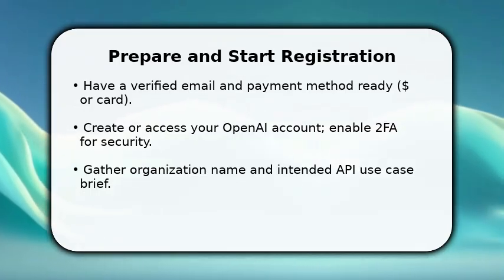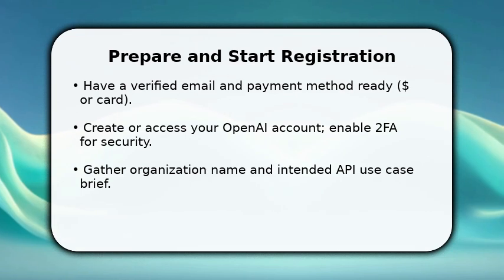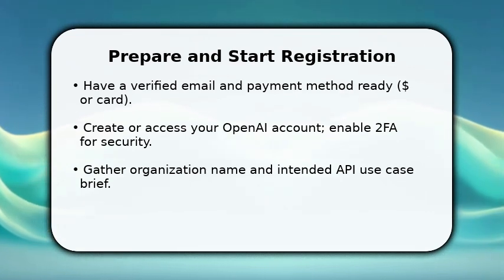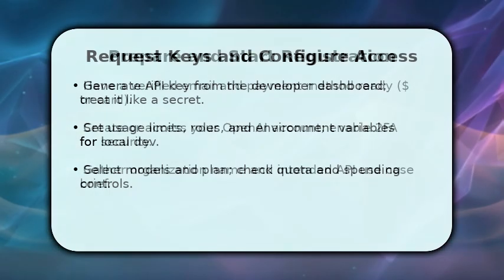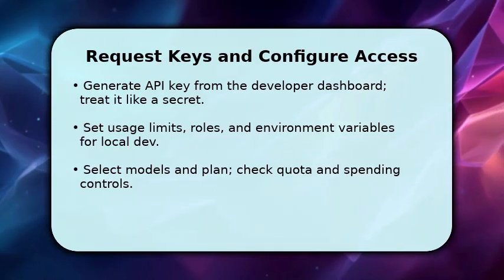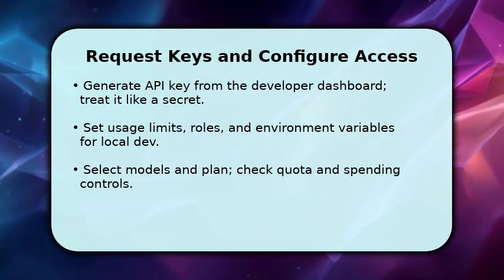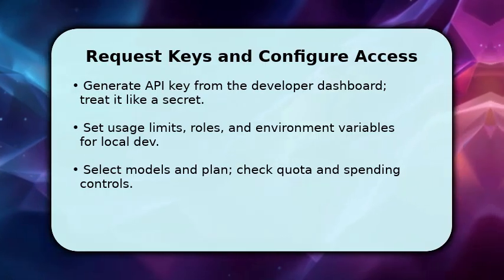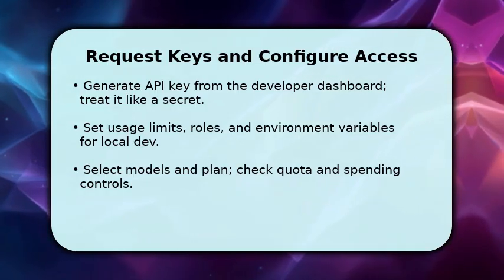Make sure billing settings are configured so quota and limits can be applied immediately when you request access. After registration, you generate an API key from the dashboard. This private token authenticates requests, so store it securely in environment variables or a secrets manager.